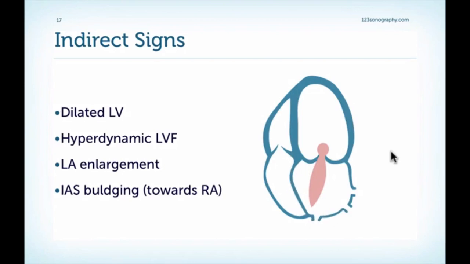But watch out, there could also be another reason for a dilated left ventricle, for example, concomitant aortic regurgitation. Another reason for a dilated left atrium, for example, diastolic dysfunction or hypertension. And for the bulging of the interatrial septum, in other words, other causes of an increased left atrial pressure.